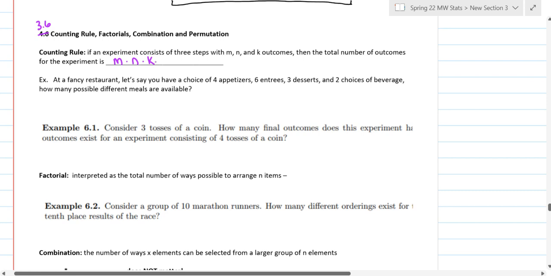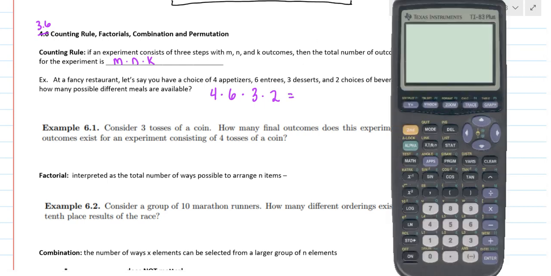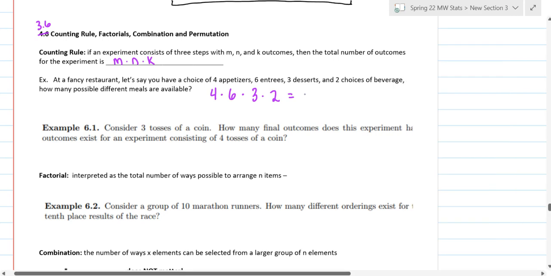For example, at a fancy restaurant, you have a choice of 4 appetizers, 6 entrees, 3 desserts, and 2 choices of beverage. How many different possible combinations of a meal do you have? You would multiply all of those. You would go 4 times 6 times 3 times 2. So 4 times 6 times 3 times 2 is 144 different ways that I could come up with that. So you don't have to actually write them all out. You just multiply.